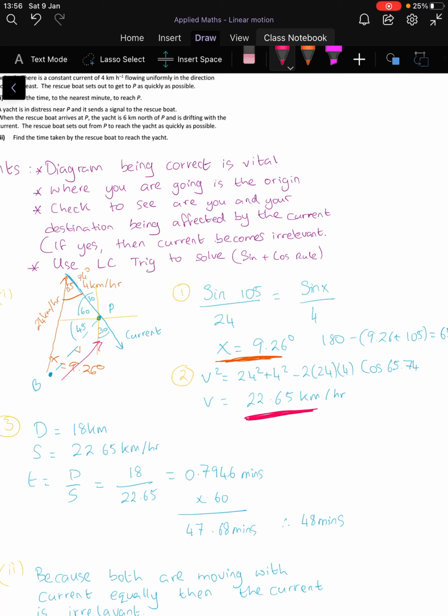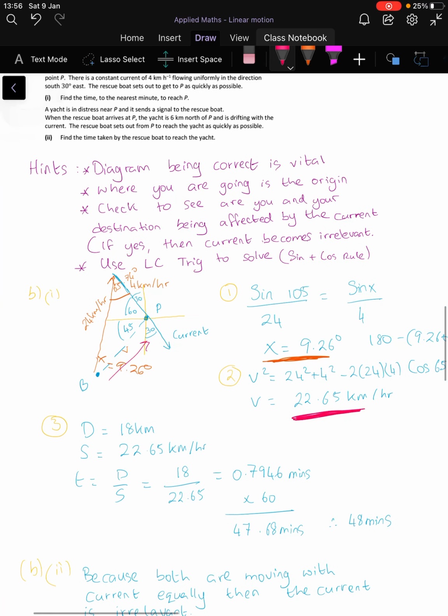So I've done all of that work just so that I can now use part 3, my distance, speed and time formula from junior cert. I know I'm going a distance of 18 kilometers. I know my speed is 22.65. I'm using my distance, speed, time formula. In it goes, and I end up getting this. They have asked me for the nearest minute in my question, so I need to change it to minutes by multiplying by 60, which is what I've done here. And I have 47.68, which is 48 minutes in total.